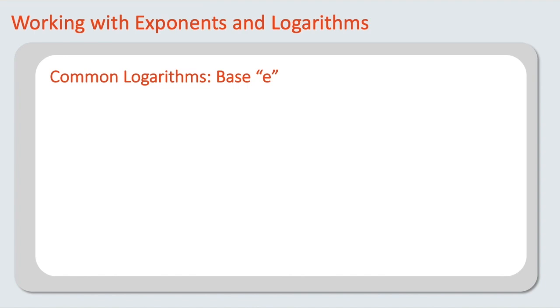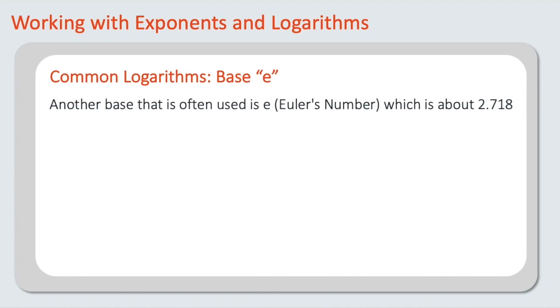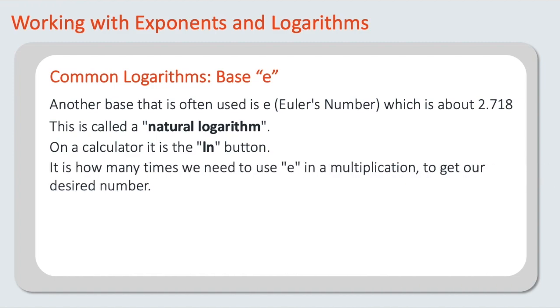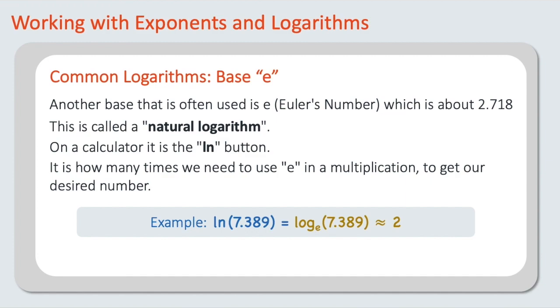Another base that's often used is e, Euler's number, which is about 2.718. This is called a natural logarithm. On a calculator, it is the LN button. It is how many times we need to use e in a multiplication to get our desired number. Example, natural log of 7.389, that is, log to the base of e of 7.389 is about 2.